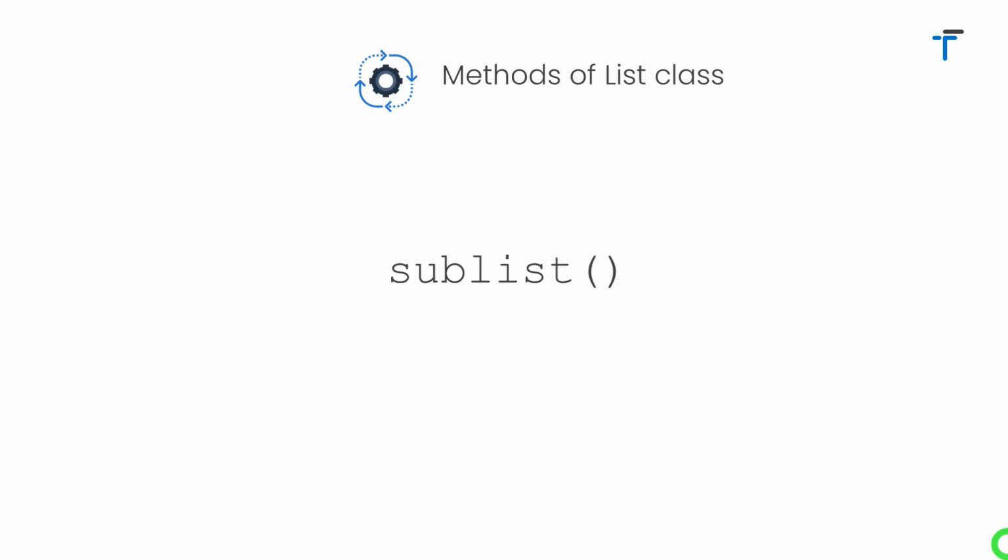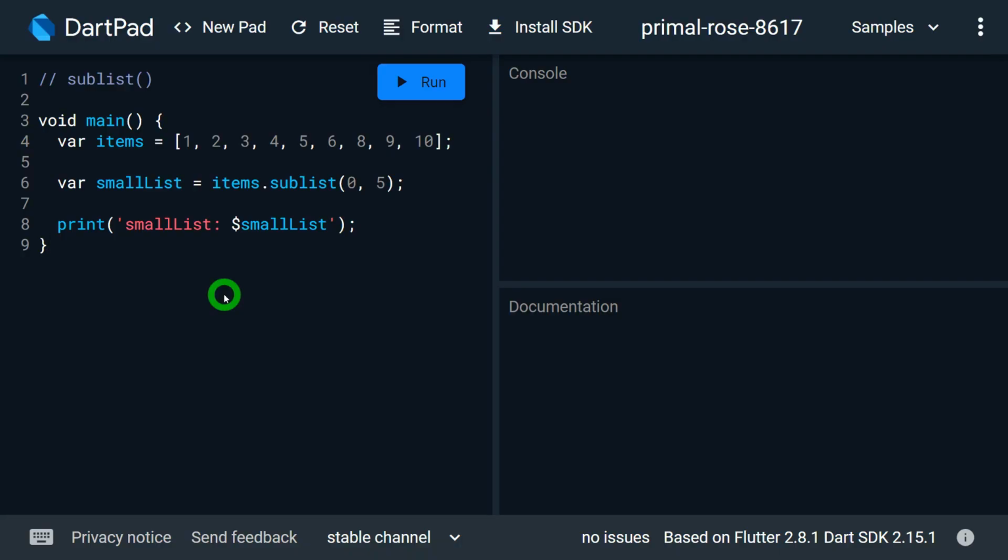The sublist method in list is used to obtain a specific part of a list from your original list. This function takes two parameters, the starting index and the end index, and it gives you a sublist from the starting index to end index minus 1. Just look at this example.